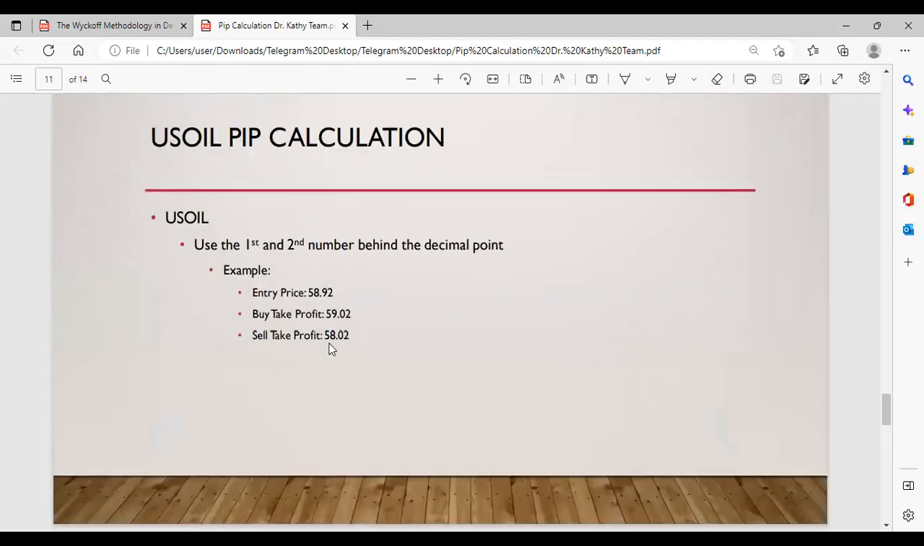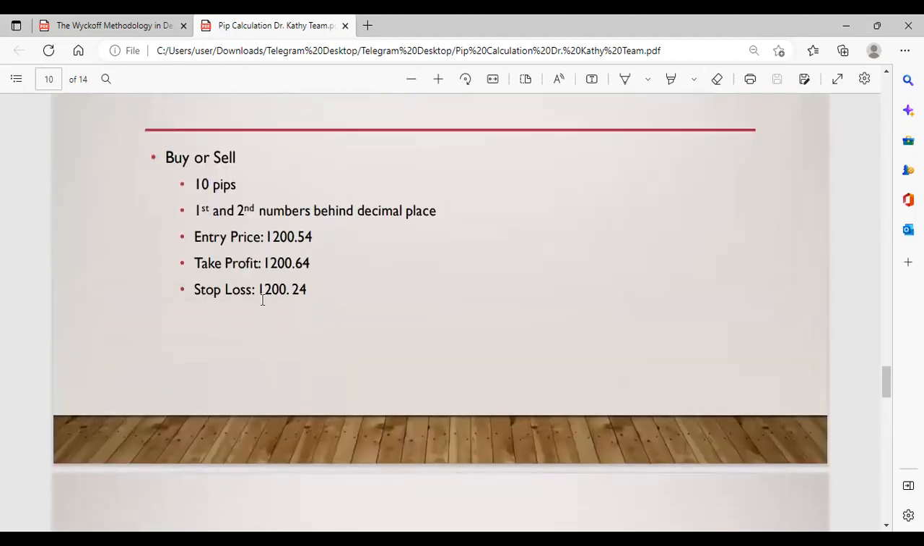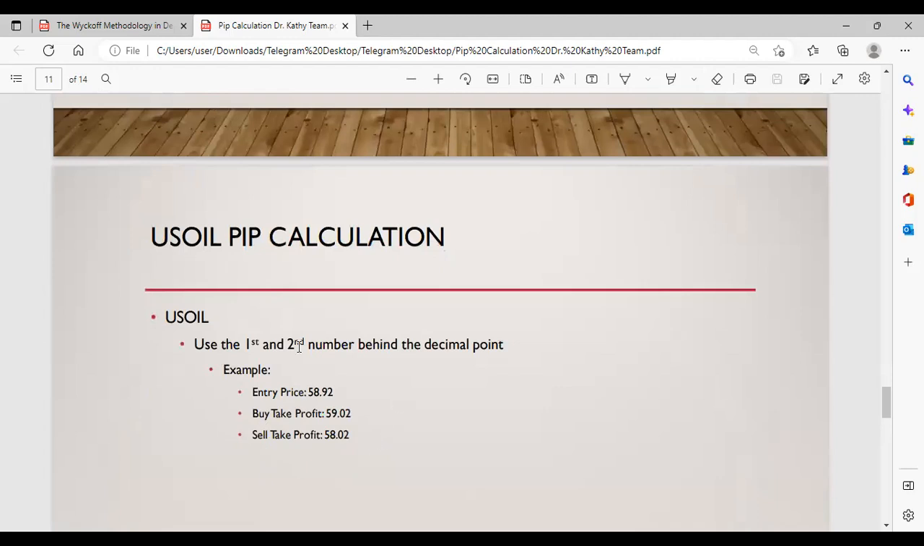So just take profits calculation. There's no stop loss calculation here, just take profit calculations. Don't be confused as well, right? This one is stop loss. This one is take profit calculations, right?